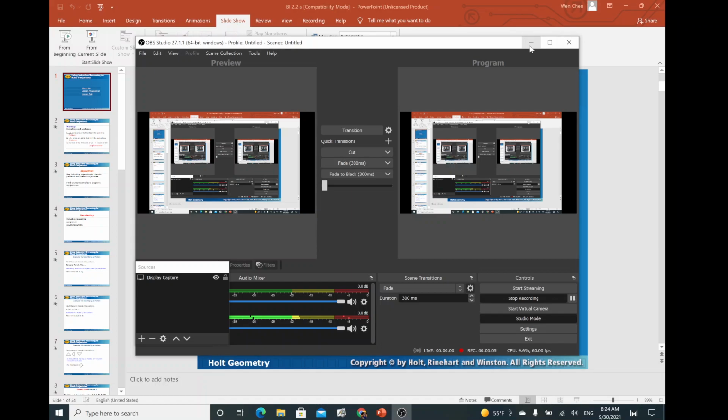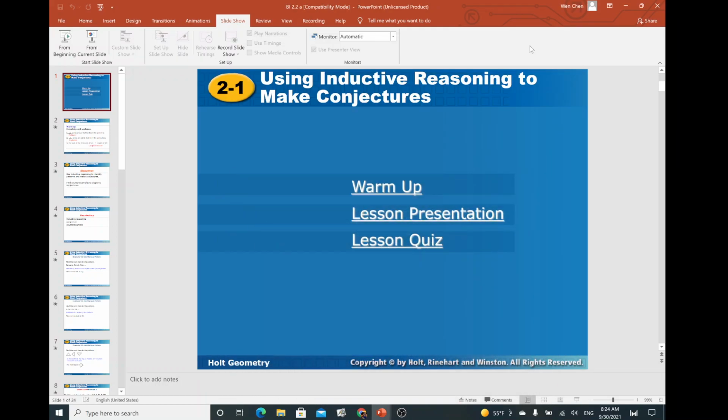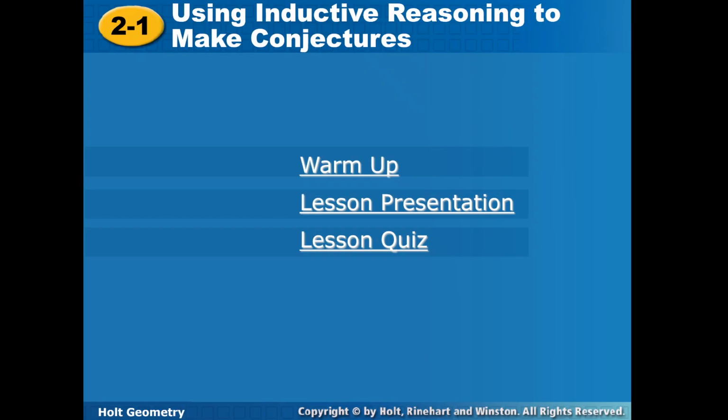So today I just want to continue to talk about Unit 2. This one is supposed to be Section 2.2, but somehow it's the same lecture from the other textbook. So, using inductive reasoning to make conjectures. Let's start it off with the first slide right here.